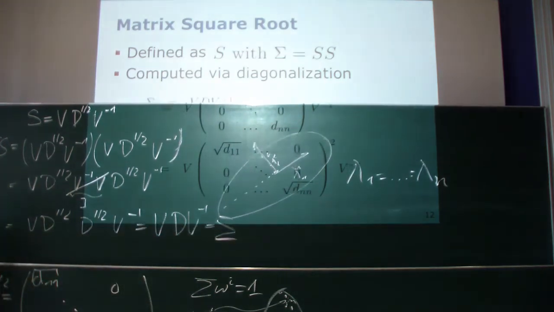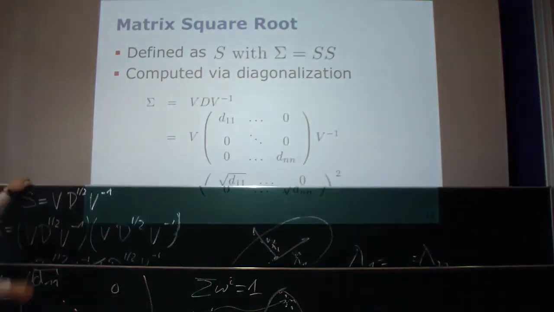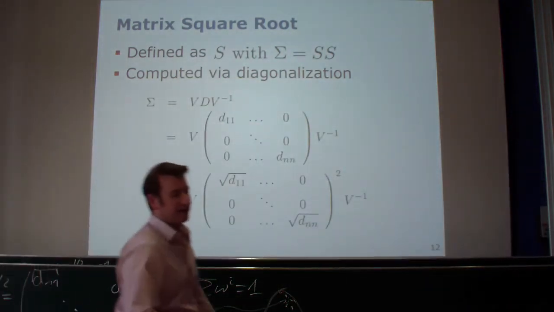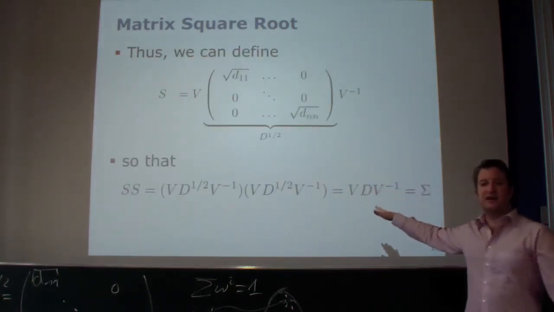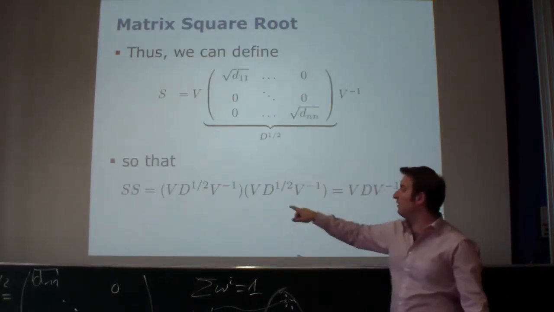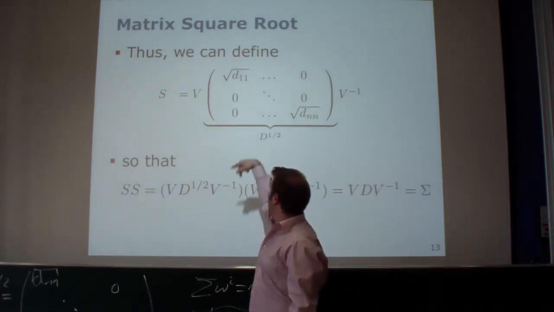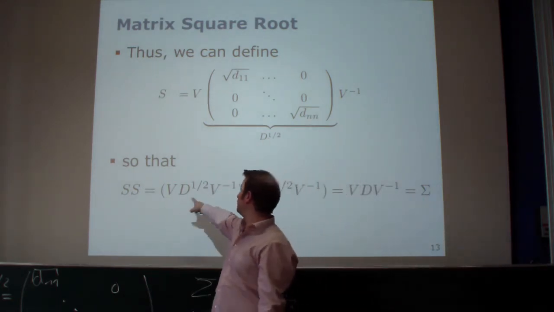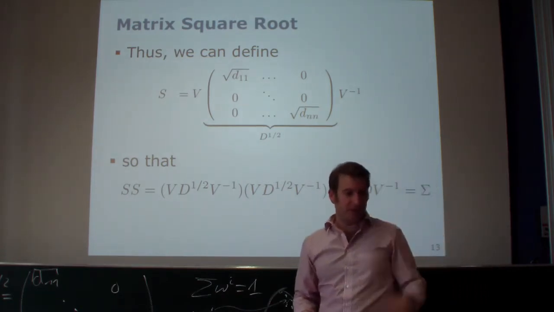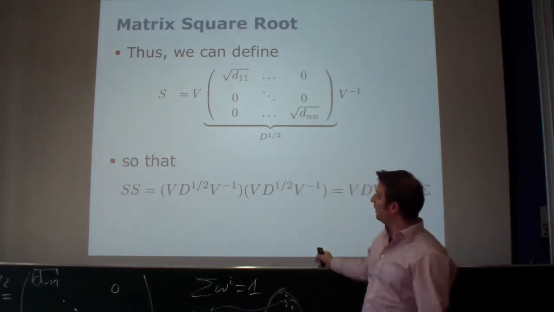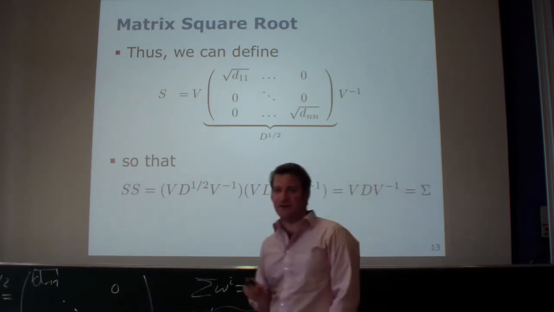So if I can compute the diagonal form of this matrix, I can actually compute the square root. Also, that's here in the slide, so you don't need to copy that down. Select S in this way, and we can write SS equals these terms, exactly what I did on the blackboard. Okay, that's one way the matrix square root is defined.